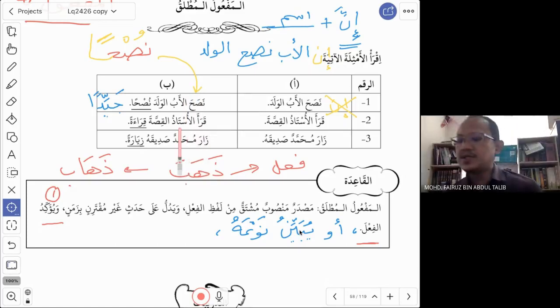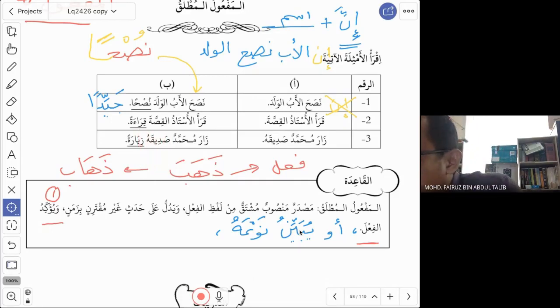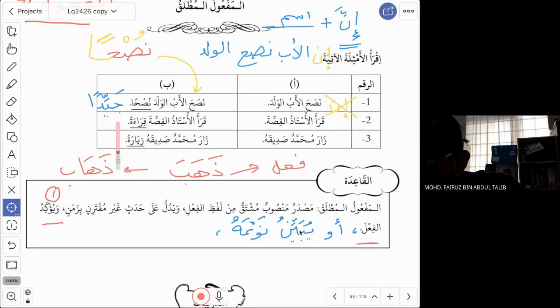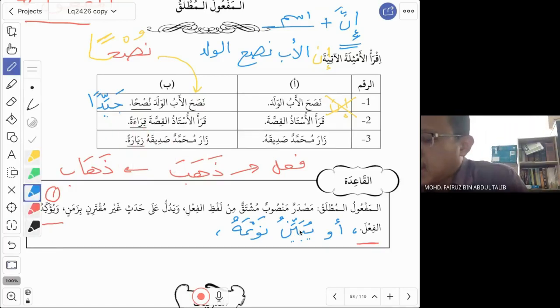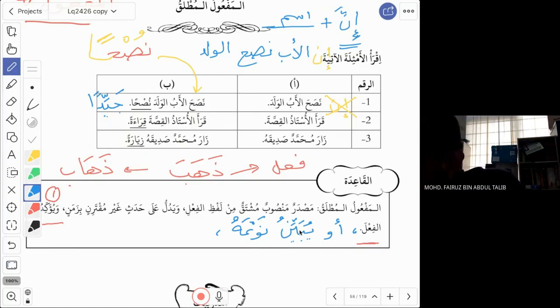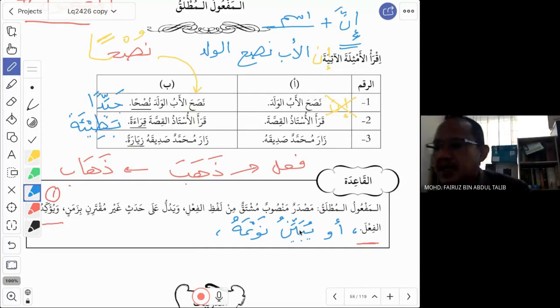We look at example number 2. Qara'al ustazul qissata qira'atan. In this case, it is just qira'ah, only one word. So again, this is to emphasize that the Ustaz has indeed read the story. But now, sometimes you will see another word after the word qira'ah. You can have an adjective, for example. How did the Ustaz read the qissah? Maybe we say qira'atan bati'atan. Anybody knows what is bati'ah? Bati'ah, the opposite of sari'ah.